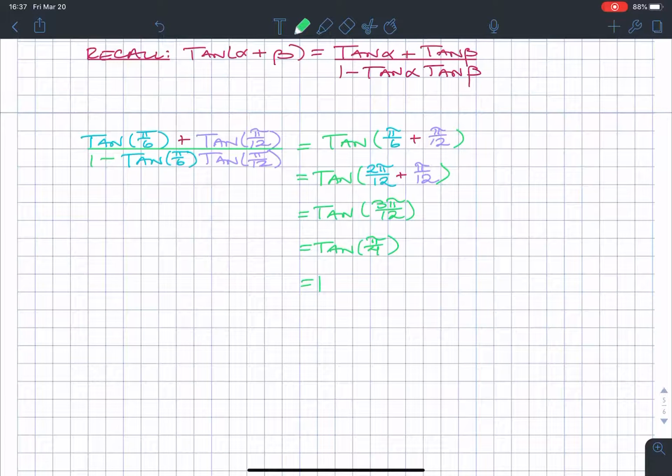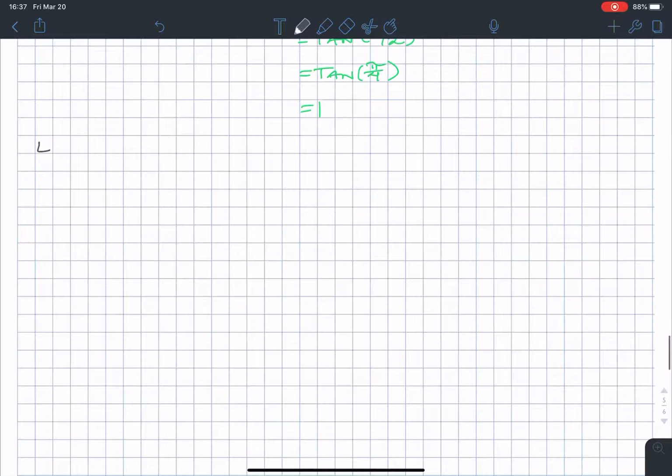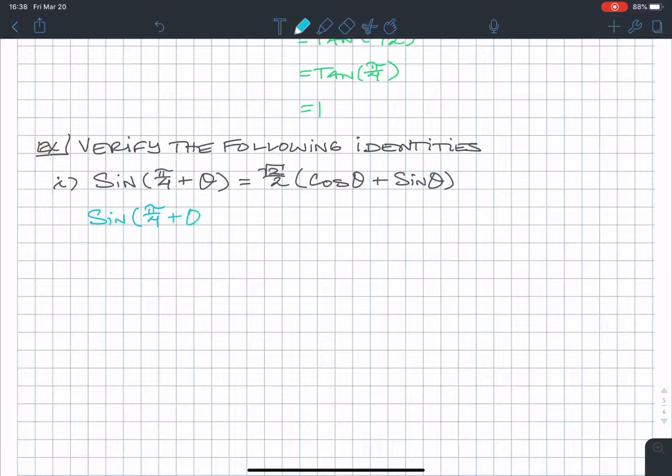Okay, so now let's put everything together, all of the sum and difference formulas, and verify a few identities. So for example, let's verify the following identities. Number 1, let's say I want you to verify that sine of quantity pi over 4 plus theta is the square root of 2 divided by 2 times the quantity cosine of theta plus sine of theta.